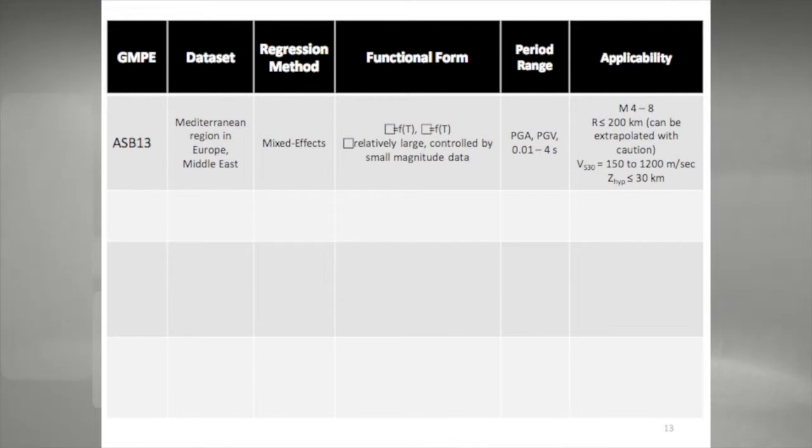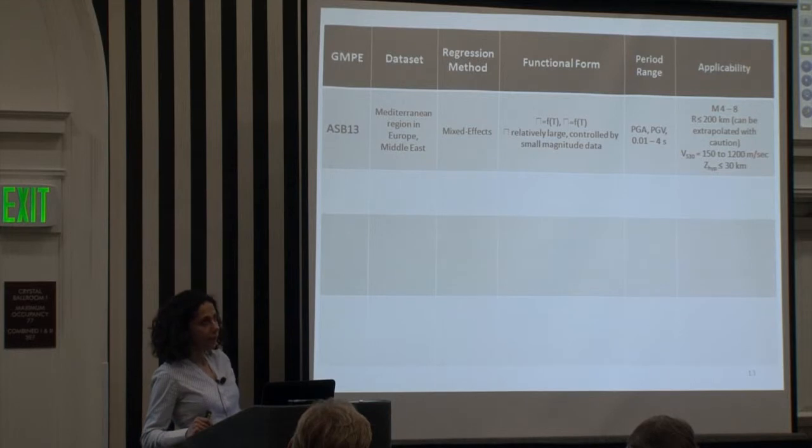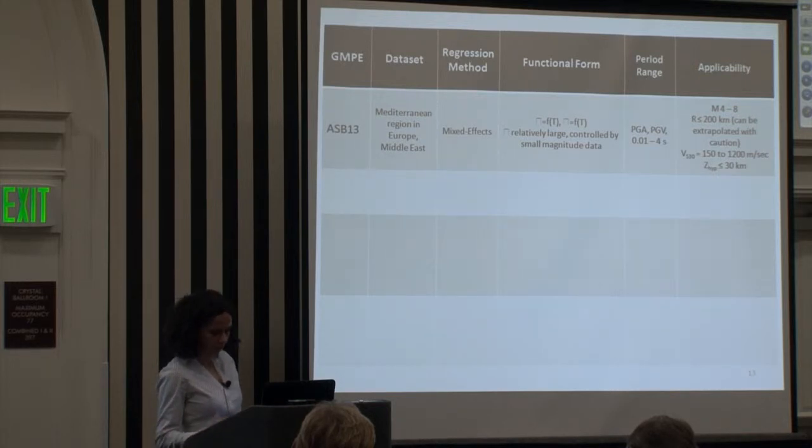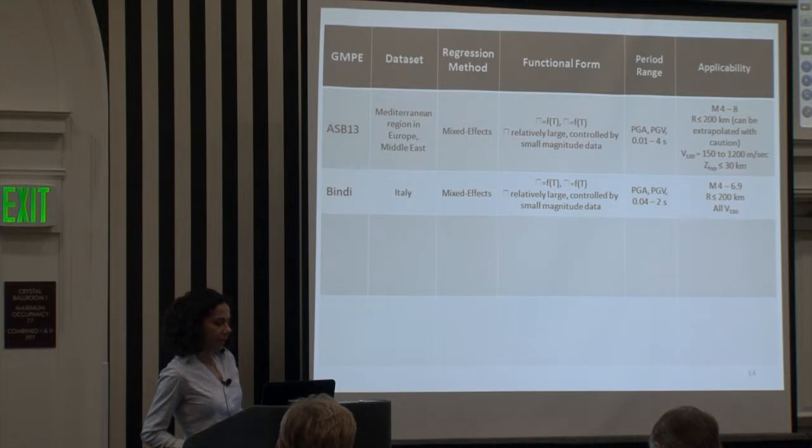Now for the non-NGA models, we have the Akkar et al. model. They used a mixed effects algorithm to estimate their between event and within event standard deviations, and they are both a function of spectral period. They're actually a constant for each period. Their within event standard deviation is relatively large, and we'll see that in the coming plots, and it's probably due to their small magnitude data.